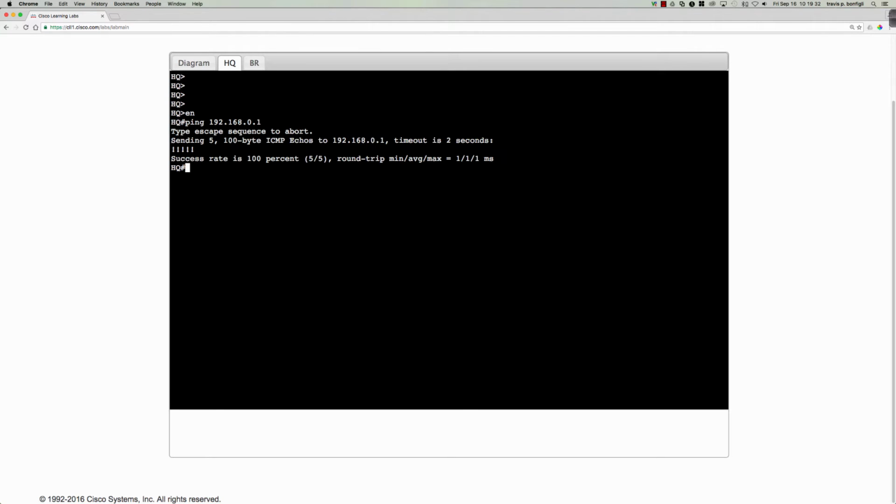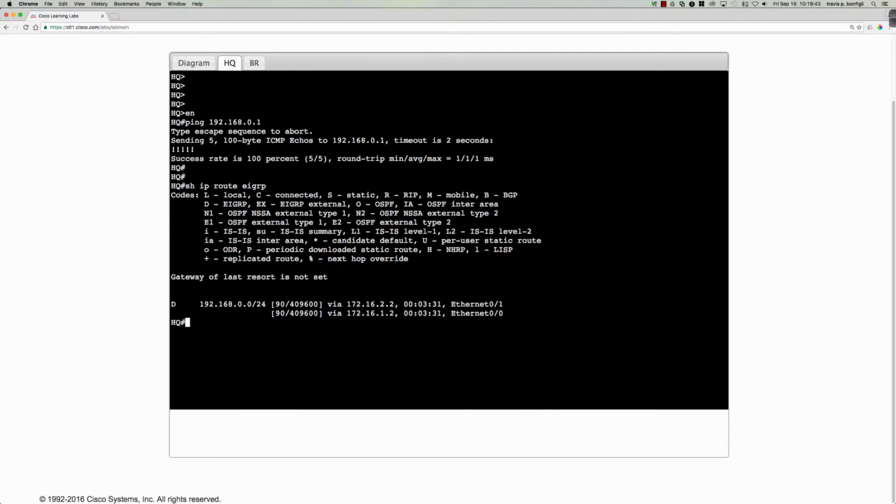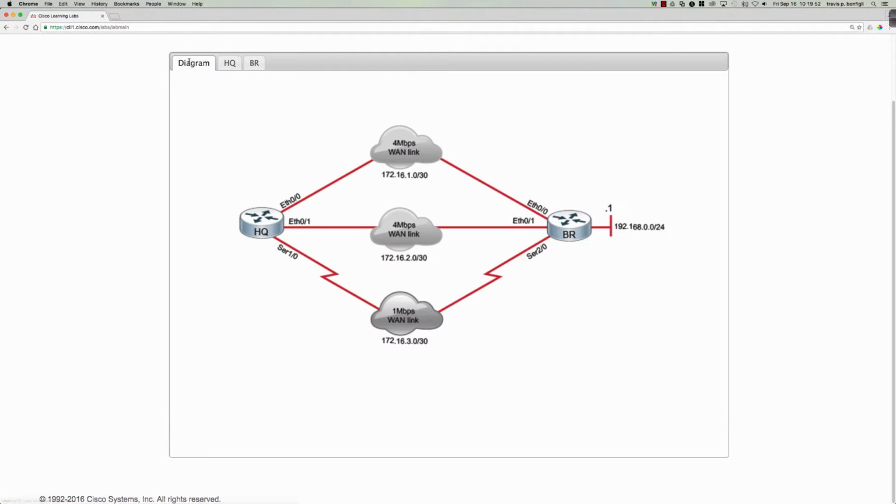They are asking us to confirm that we've got reachability to the segment over behind the branch router, and so that would be the 192.168.0.1. And as you can see, we do have reachability. Now, the next thing we want to look at is the routing table. So if we were to say show IP route EIGRP, you can see that what we have right now are two equal cost paths over to the 192.168.0.0/24 network.